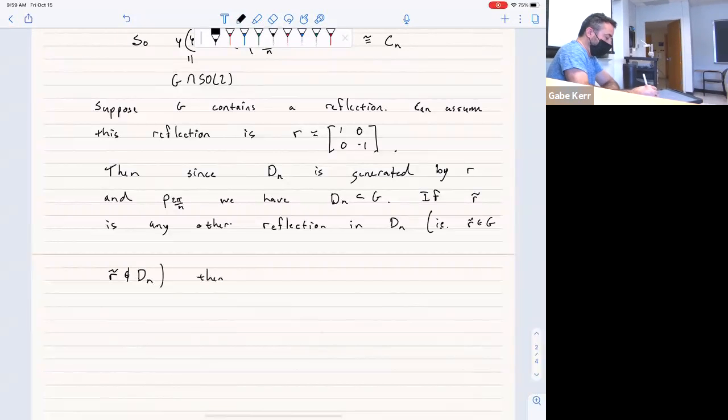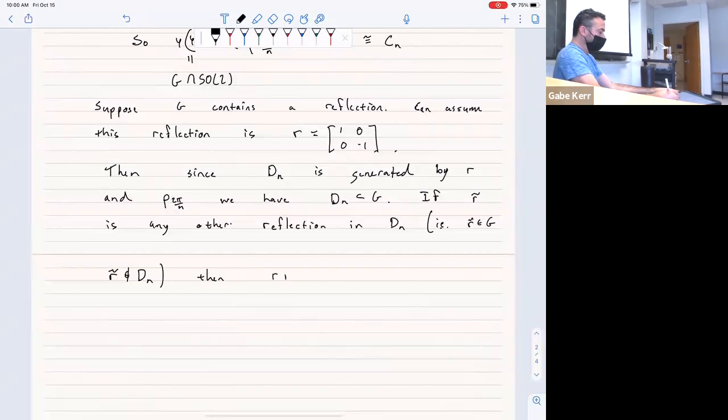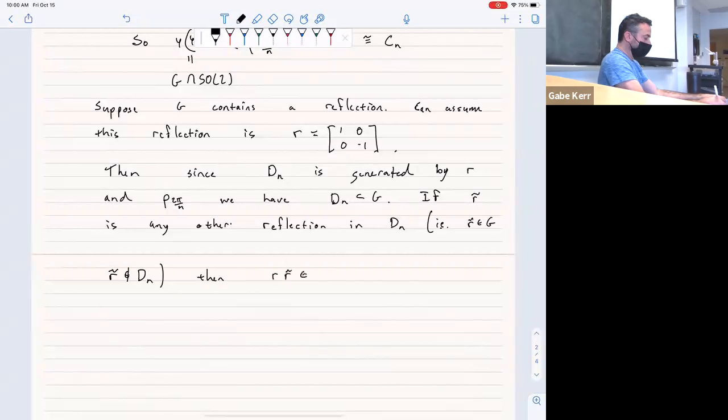But then, if we hit a reflection with another reflection, we're back to where we started. R times R tilde is an element of G. They're both in G, but it's also an element of SO too, because two reflections will give us something orientation preserving. But this we know is Cn.